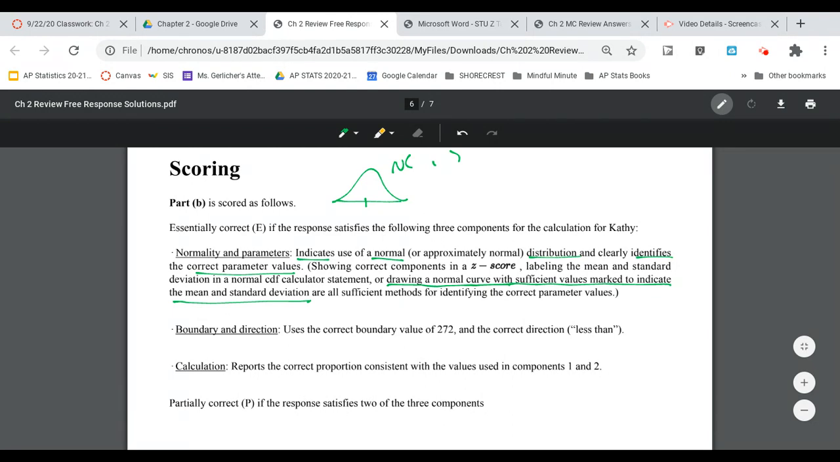And you've shown, because if we get to the next, boundary and direction, uses a correct boundary value of 272 and indicates less than. That means by putting up here 272 and shading to the left, you're indicating that. You're checking that box. Okay, and then reports a correct proportion consistent. So you get a correct answer. And they're saying here with the values used in component 1 and 2, if you got dinged in the normal part, in the first paragraph here, by using the wrong numbers, but then did your calculation correctly, they would only ding you in the first part, not the second part.